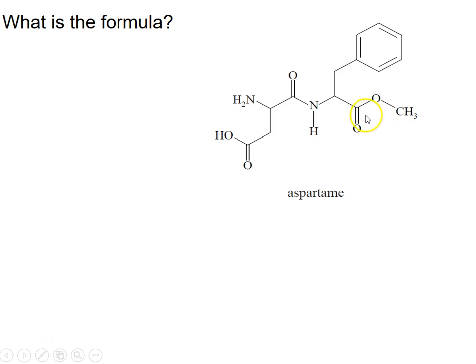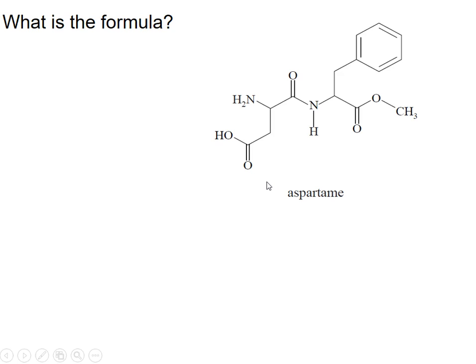There's a bit of a problem. An amino acid should have a COOH on here, but it doesn't. It's got a methyl group. So if this was a carboxylic acid, now this is an ester, isn't it? So this must have reacted with a methanol, an alcohol, to make this ester. So if you put two amino acids together and a methanol, you get an aspartame.